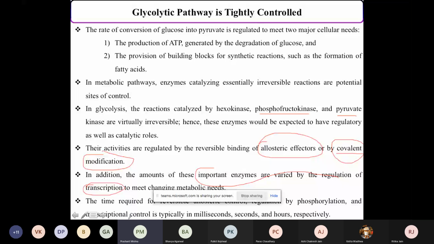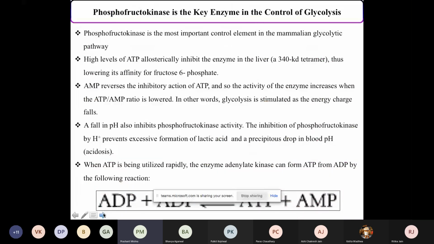Okay, so let us move on to the next way these are being controlled. We are going to talk about one enzyme which is very well known. Of course, we will be talking about other enzymes as well. One of them is phosphofructokinase. Now recall what phosphofructokinase is doing in glycolysis. Phosphofructokinase is the one which converts fructose 6-phosphate to fructose 1,6-bisphosphate.